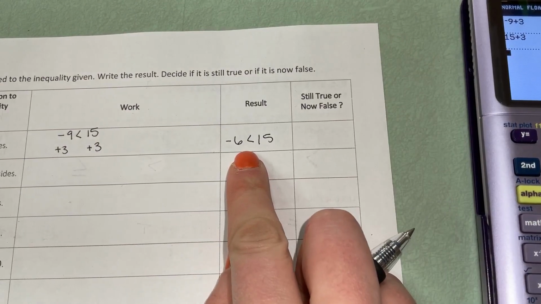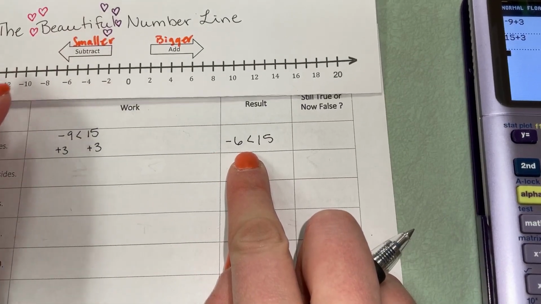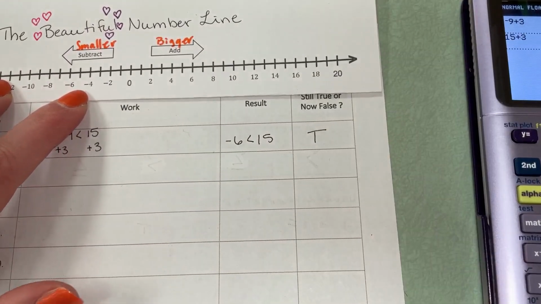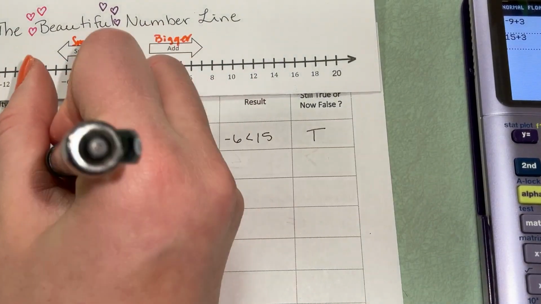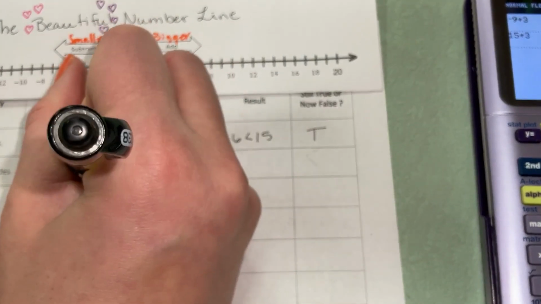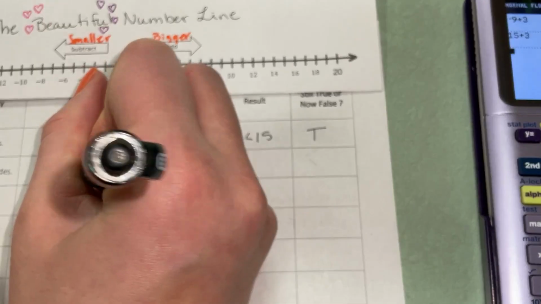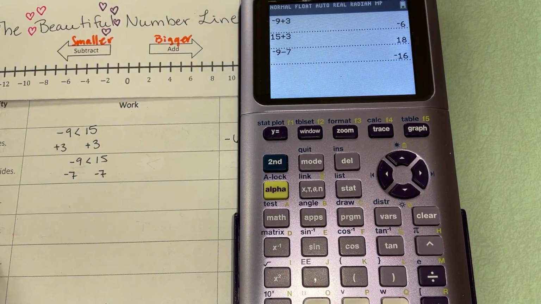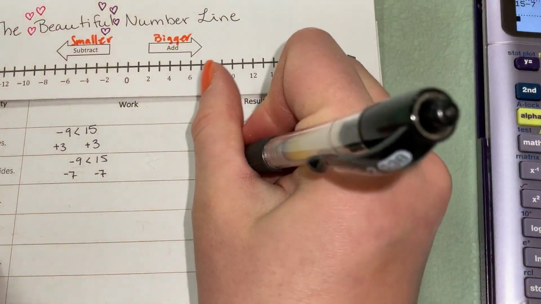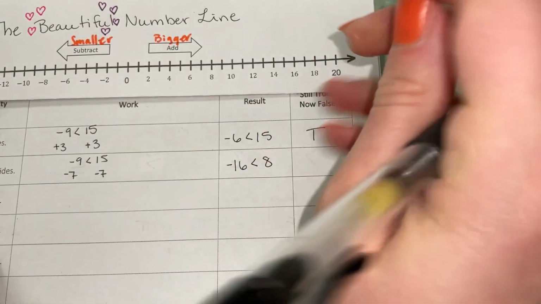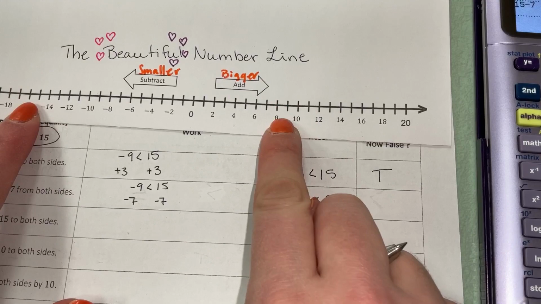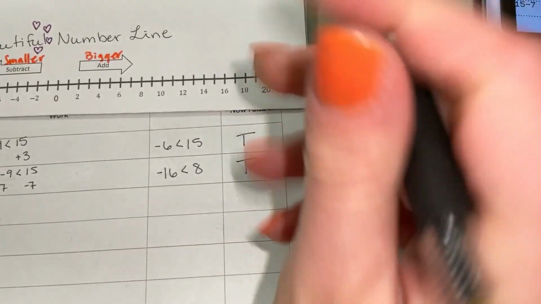Is -6 less than 15? Check out my number line. -6, 15, 15 is bigger, so yes, that is still true. Then it says subtract 7 from both sides. So I'm still going to have that -9 is less than 15, subtract 7 on both sides. So let's see, we got -9 minus 7 is -16, 15 minus 7 is 8. So we have -16 is less than 8. Here's -16, here's my 8. Yes, -16 is less than 8, so that is still true.